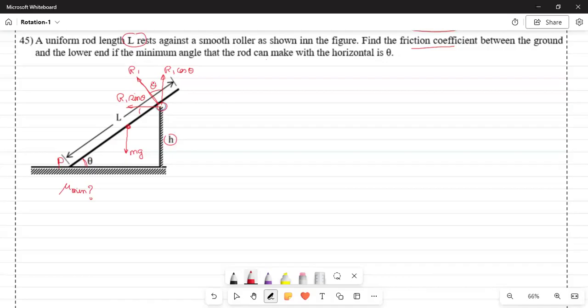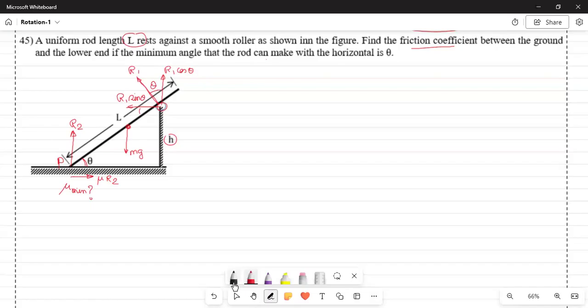And also there is a vertical reaction force here, which we call R2. Then there is a frictional force because the rod is trying to slip backward. So there is a frictional force here, which is mu R2. So we have identified all the forces.